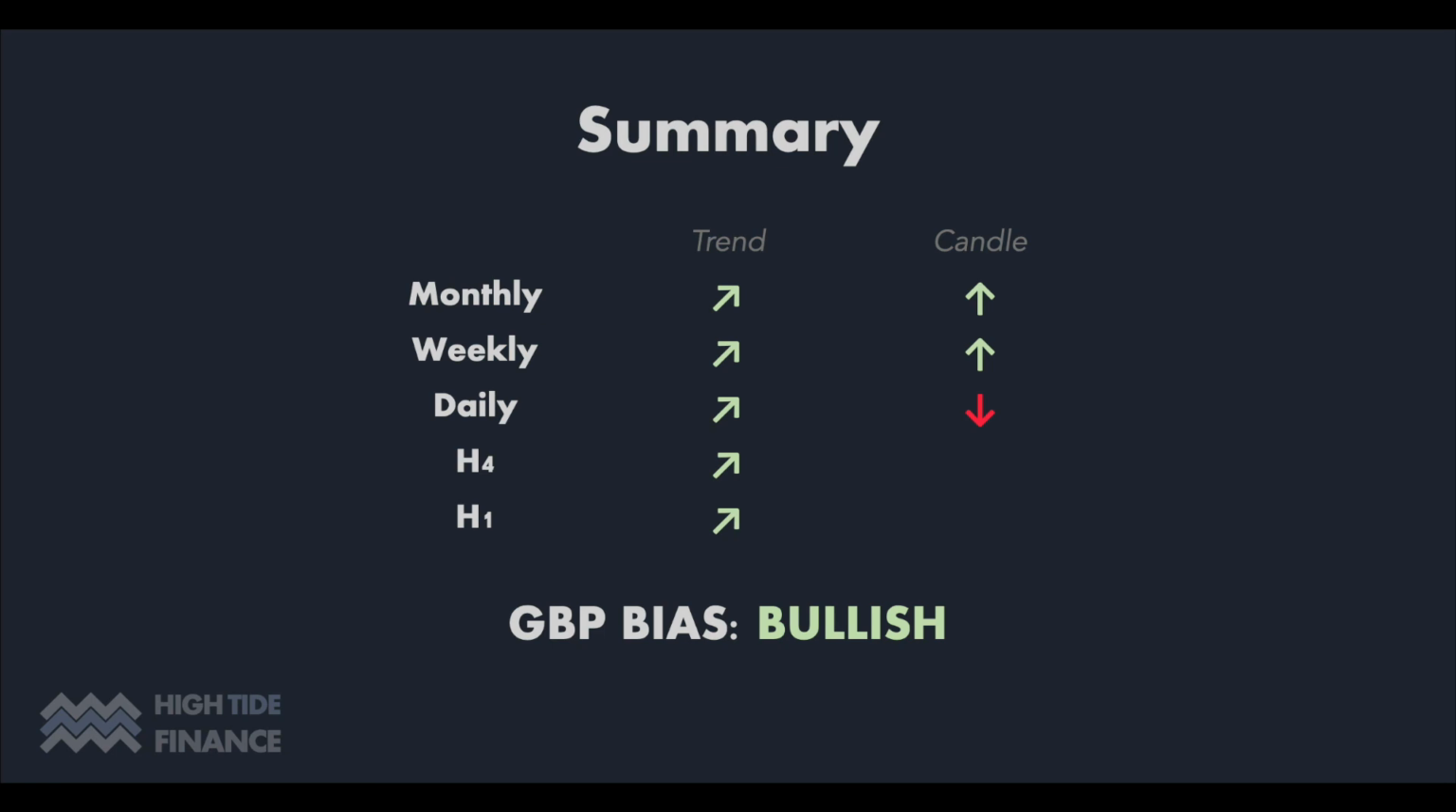So in summary, we've got a bullish trend on all time frames. The only problem is a bearish candle on the daily time frame, but we're not too worried about that as we are anticipating a bit of a pullback as we've just mentioned. So in conclusion, our bias on the pound will be bullish.